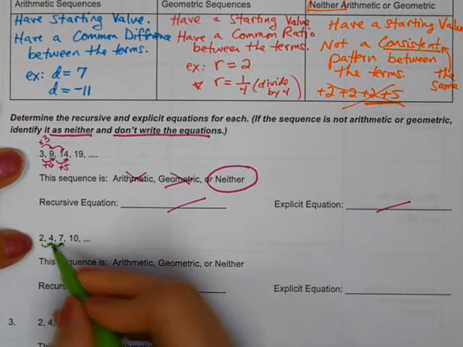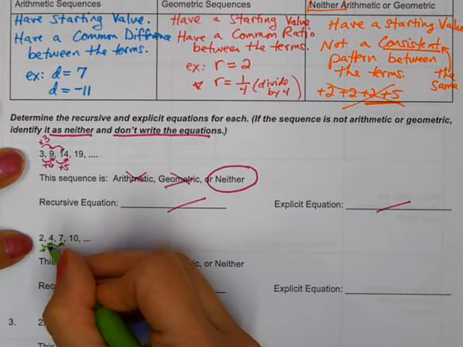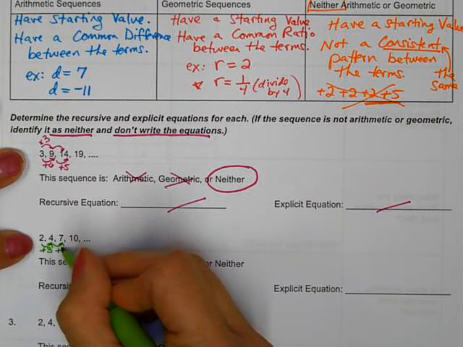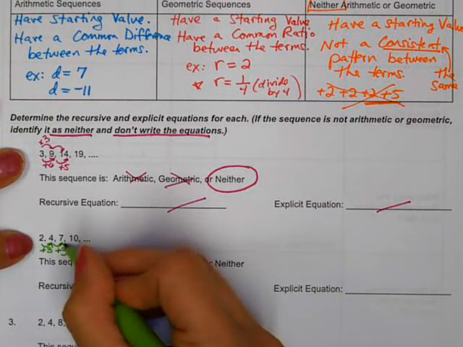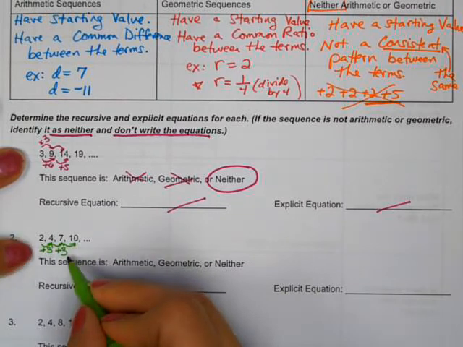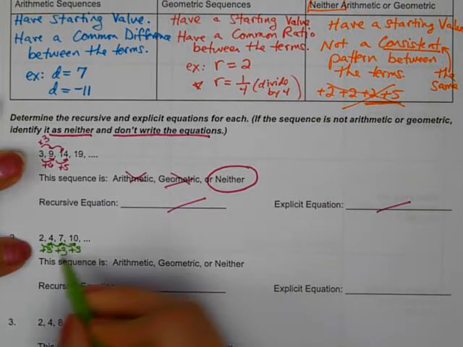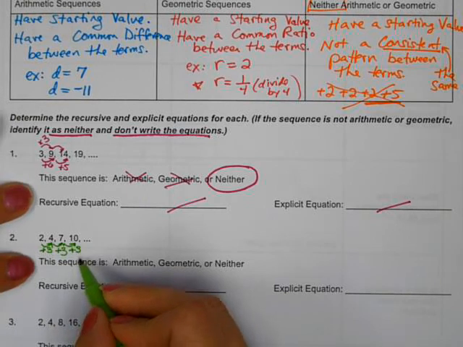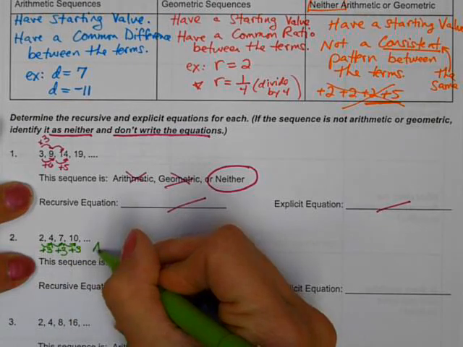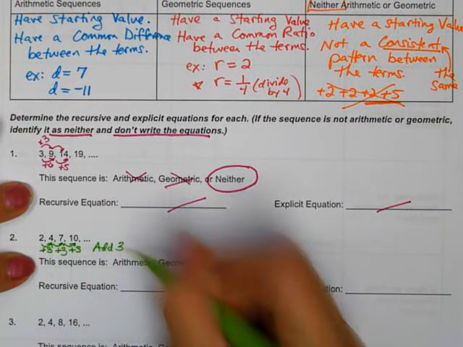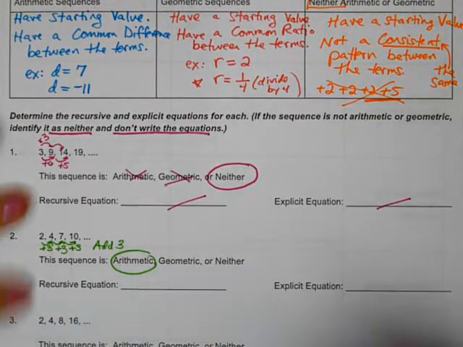Let's see, is it add? This is plus 3, plus 3. So the question is, is this also plus 3? And the answer is yes. This is a consistent pattern. The pattern is adding 3, so I'm going to say it's arithmetic.